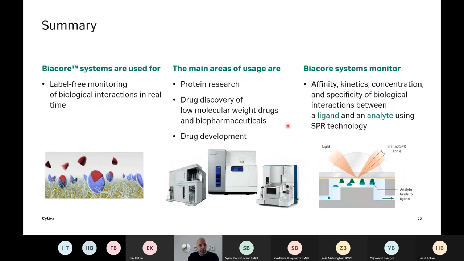So, as a summary, we know that Biacore systems are used to monitor, in a label-free mode, biological interactions in real time. We've seen that the application range of this system goes from protein research to drug discovery, drug development and QC. What these systems do is characterize molecular interactions to give us an idea about the affinity and kinetics of the interaction, the active concentration of the molecules in the sample, and the specificity of these interactions, based on SPR technology.